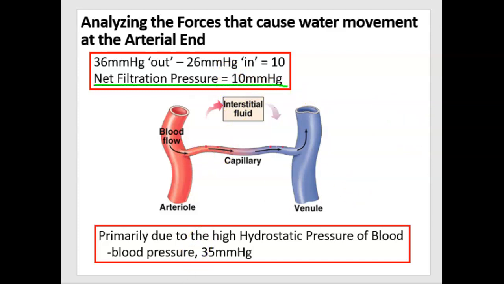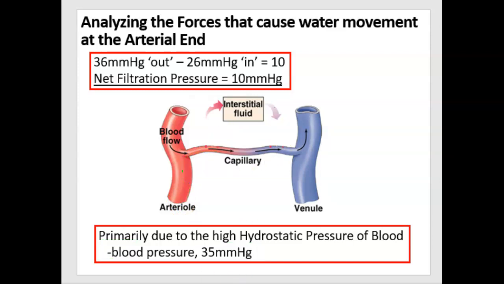And the biggest reason that there's net filtration is that high number of the blood pressure, the 35 millimeters of mercury for blood pressure at the arterial end of a capillary bed. So water goes out.